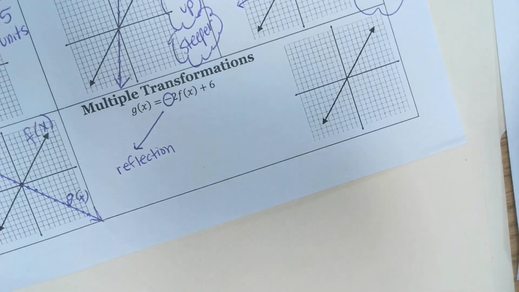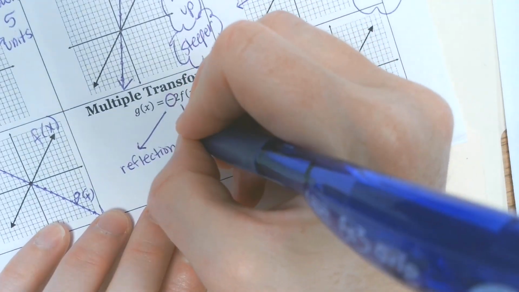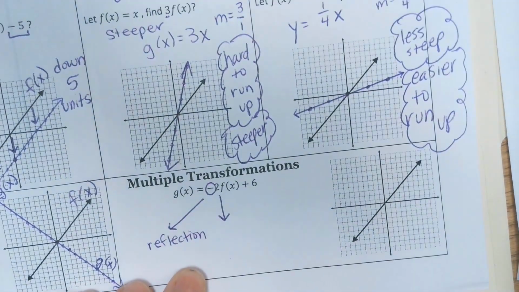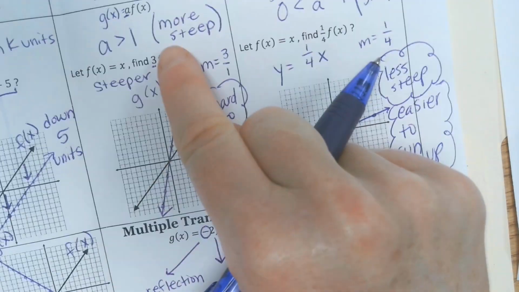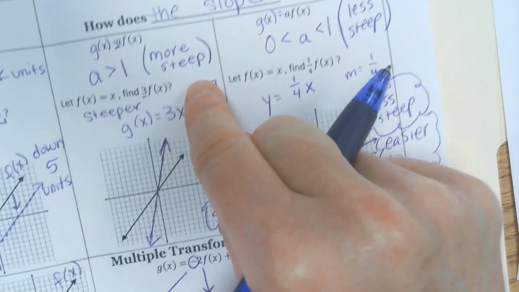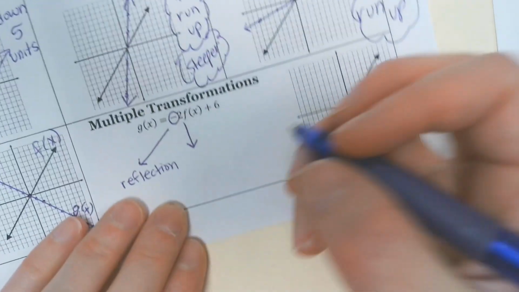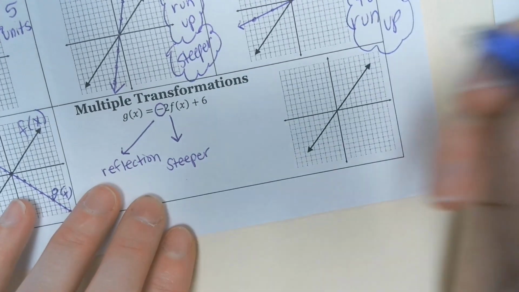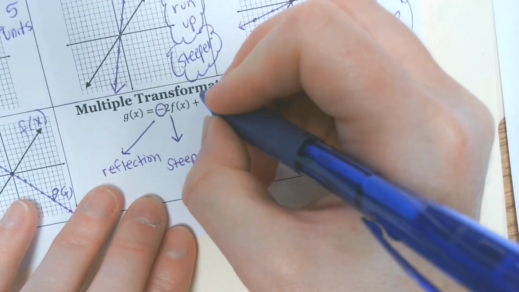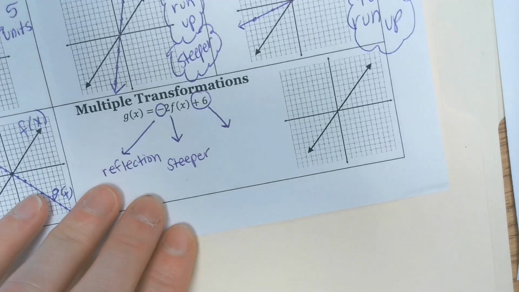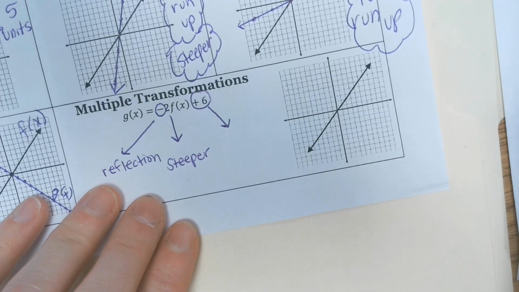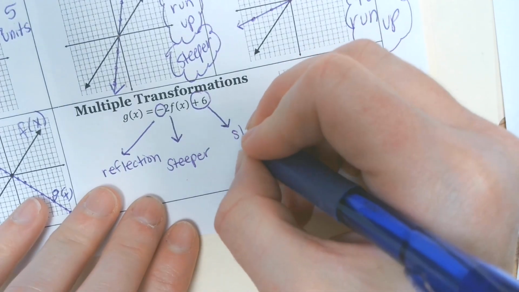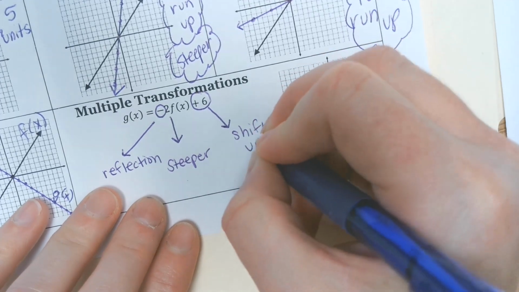The 2 is going to determine steepness. So if it's greater than 1, it's more steep. If it's between 0 and 1, it's less steep. So this is steeper. And then the plus 6 is going to be shifting vertically. So this would be shift up 6.